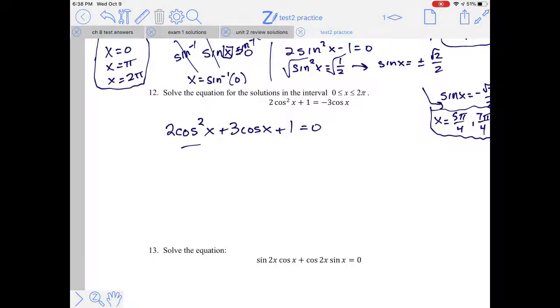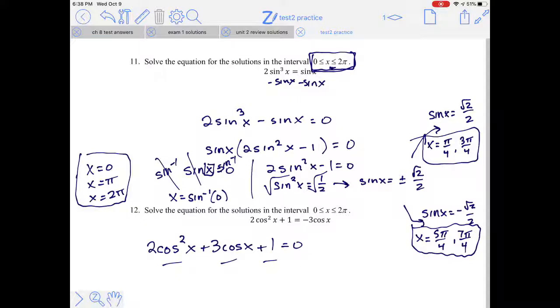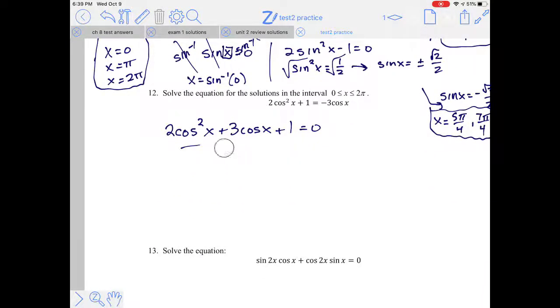Okay, yes or no question. All three of these terms have a common factor, yes or no? No. So we can't do the exact same thing that we did in this problem, because these both had a common factor of sine. Can we replace cosine of x and do something like 2x squared plus 3x plus 9?